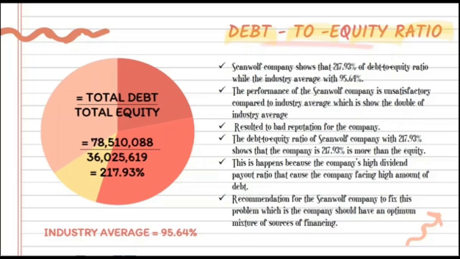Okay, the performance of the Scanwolf company could be said to be unsatisfactory compared to the industry average, which shows it is double the industry average. It very much results in a bad reputation of the company. The debt to equity ratio of Scanwolf company of 217.93% shows that the company is using 217.93% debt more than the equity.